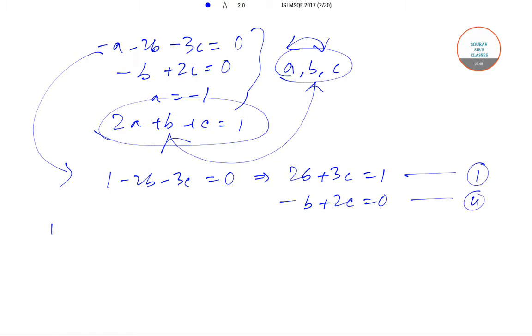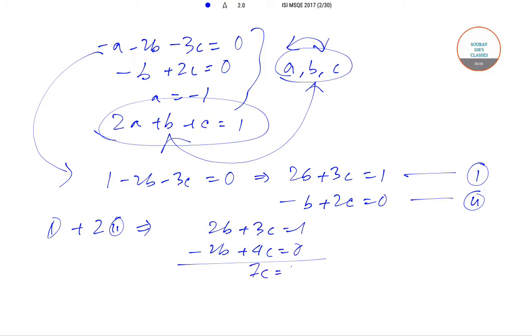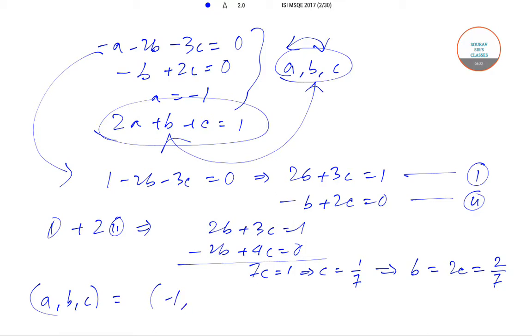Now if we add equation 1 to twice equation 2, that gives us 2b plus 3c equal to 1, and minus 2b plus 4c is equal to 0. Upon addition, this gives us 7c is equal to 1. This implies that c is equal to 1 by 7. That implies that b is equal to twice c. Now b is equal to 2 by 7.